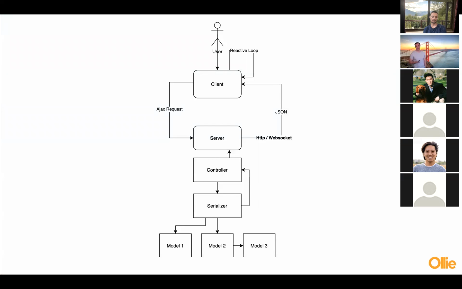In fact, your client makes a WebSocket request or AJAX request, doesn't really matter to the server. It does all the same controller stuff usually. Instead of an HTML view, usually talking to a serializer that serializes data to JSON, whatever gRPC or binary formats that you want, and it sends it back to your client. And I have a reactive loop there on the client side, right next to the user there, just because that's what most of the front-end frameworks these days do.